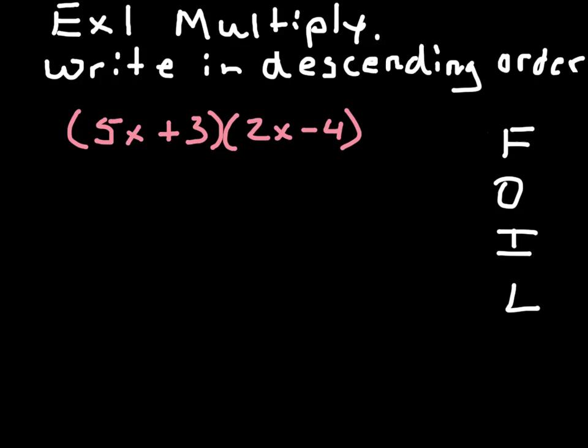All right, let's take a look at another example. Let's multiply these two binomials and let's write the final answer in descending order. Now notice again I've got the word FOIL written over to the right. So the first thing we're going to do is multiply the first term in each. Let's see, 5 times 2, and they're both positive, right? Positive times a positive is positive. 5 times 2 is 10, and then x times x is x squared. So 5x times 2x is 10x squared. So we've multiplied the first term in each.